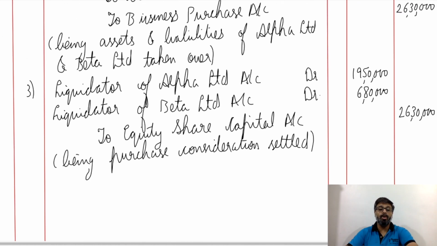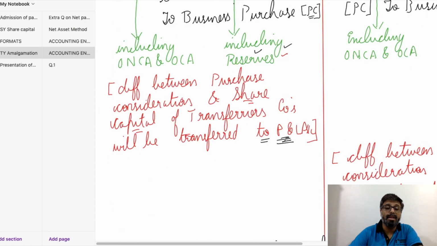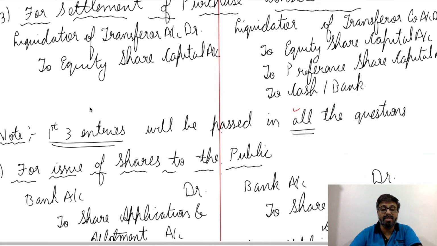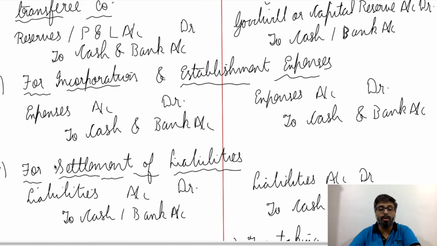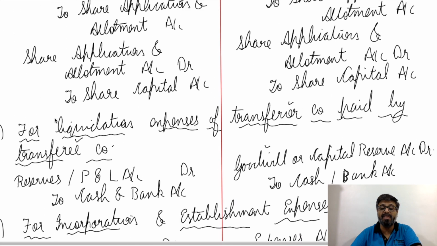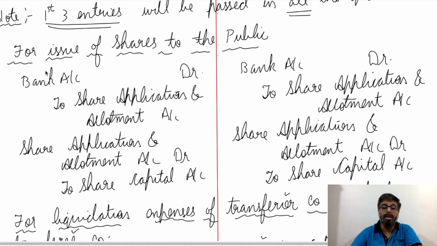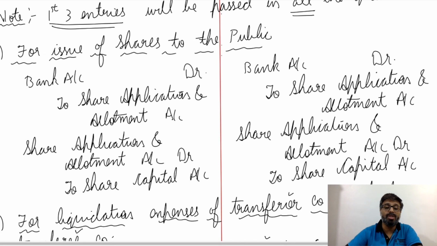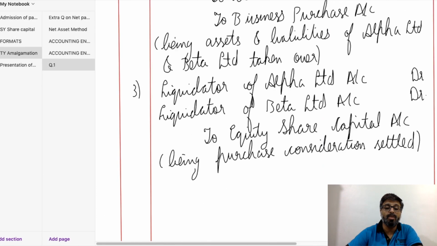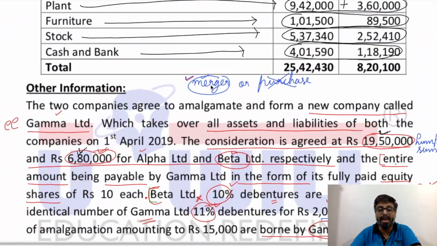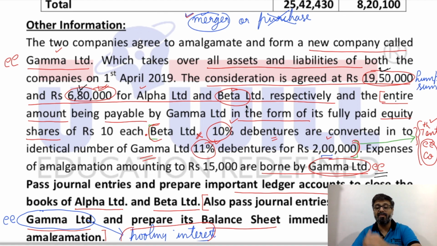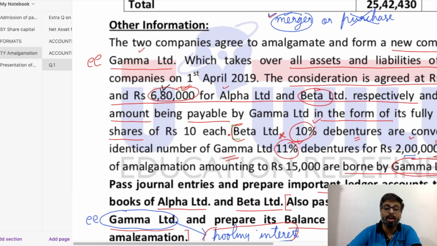Now if you remember, I told you earlier also in the concepts that the first 3 entries will be passed in all the questions, and entries 4, 5, 6, 7 are to be passed only if information is given in the question. What is the fourth entry? For issue of shares to the public. In this question we don't have any shares issued to the public. All of you can see this whole paragraph. We don't have any information about shares issued by the company to the public. So that entry will not come.